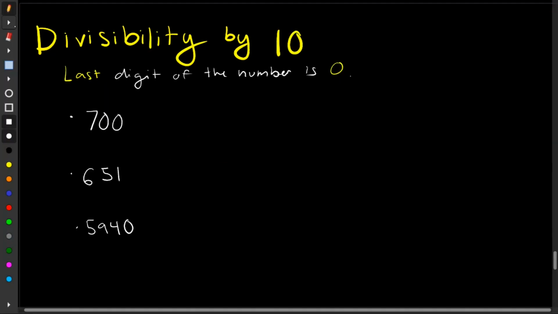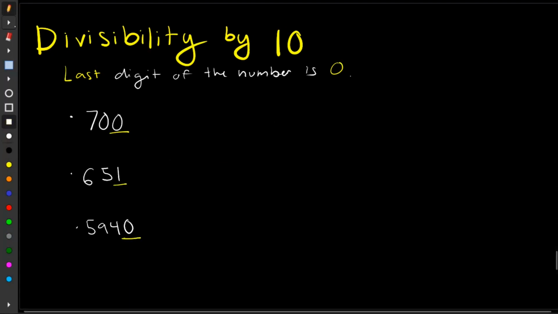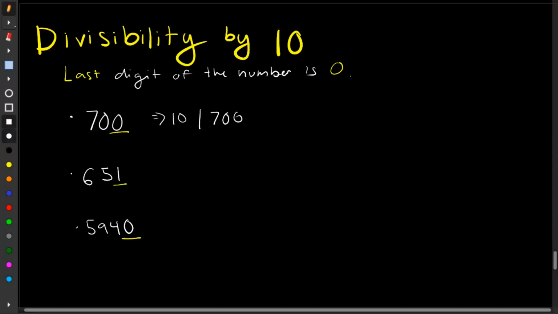Now for divisibility by 10, we simply check if the last digit is 0. So for this case, this one is divisible by 10. This is not, and this is. So we write 10 divides 700, 10 does not divide 651, and 10 divides 5,940.